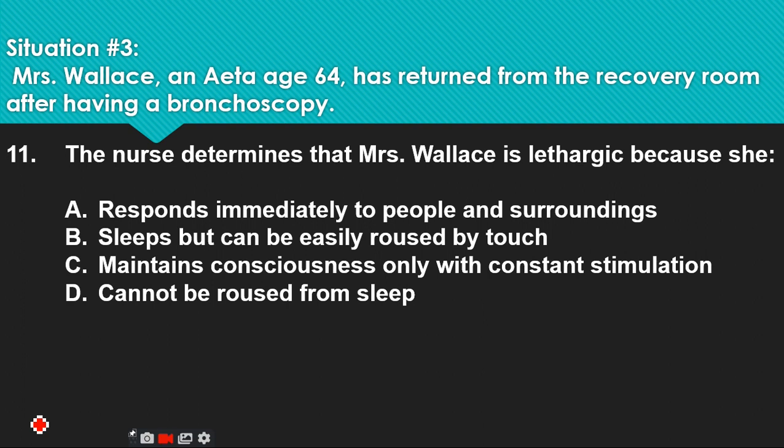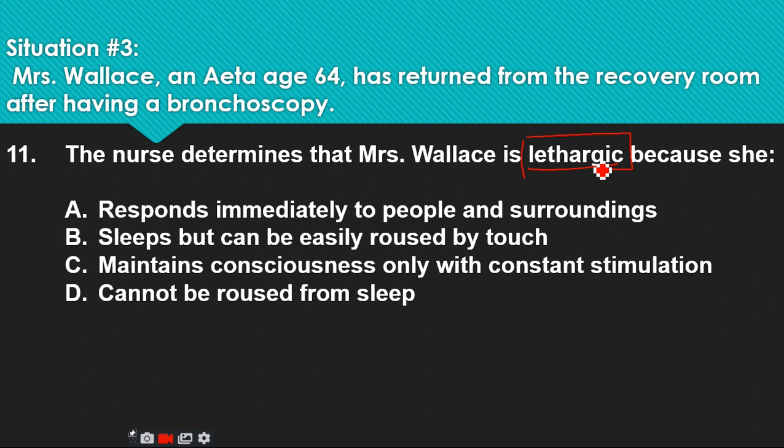The nurse determines that Mrs. Wallace is lethargic because she, take note of the word lethargic. So lethargic is basically going to be levels of consciousness that starts with alert, awake, lethargy, stuporous, and it will actually progress towards a slight coma or light coma, and of course your deep coma. So letter A, responds immediately to people and surroundings. Letter B, sleeps but can be easily aroused by touch. Letter C, maintains consciousness only with constant stimulation. Or letter D, cannot be roused from sleep.